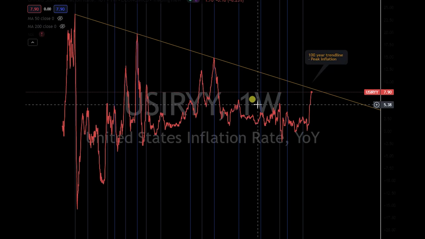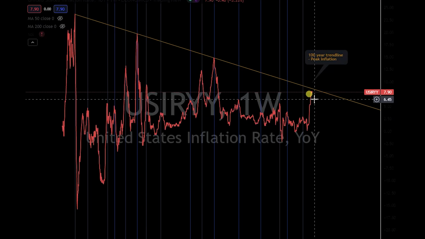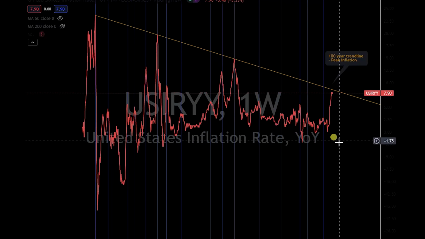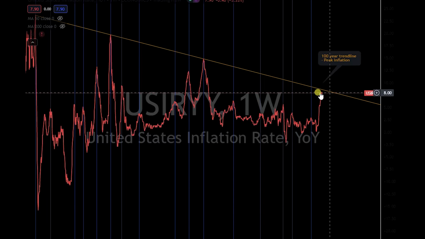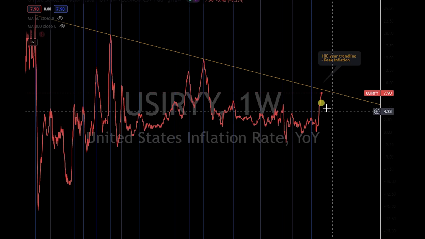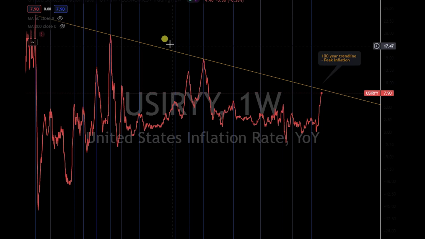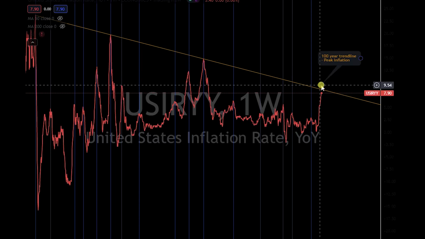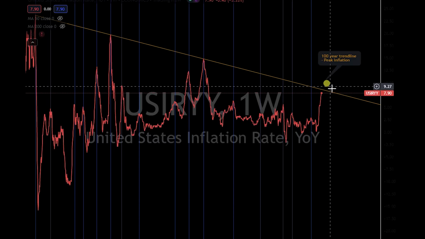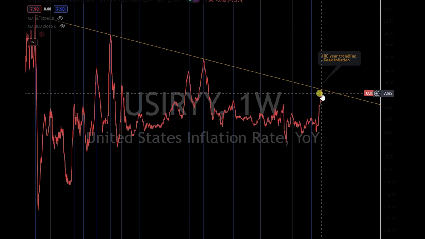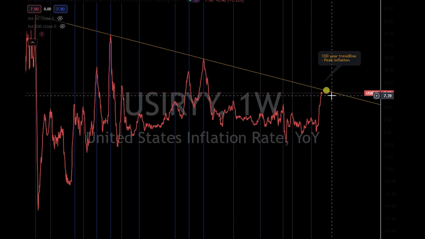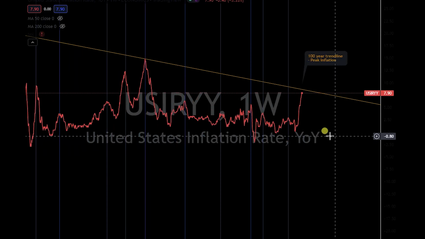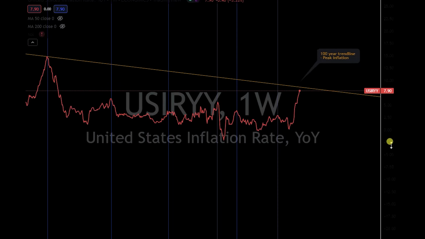So portfolios have been really hit hard. The portfolio performance of what has worked for the last 40 years isn't working in this dynamic that we're experiencing today. But this 100-year trend line should act as resistance. I'm a firm believer in the technicals until proven otherwise. This is a weekly chart, so you would need to see some consistent closure. And keep in mind the inflation numbers are delayed about a month.